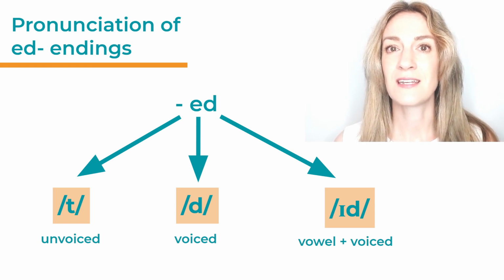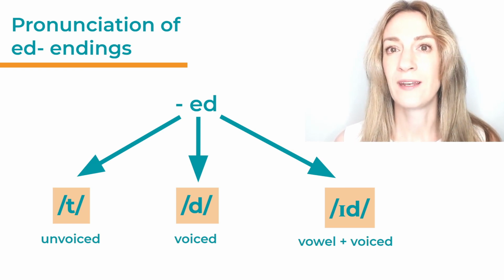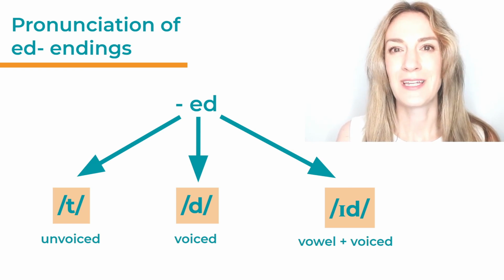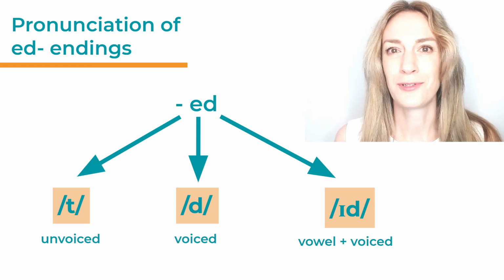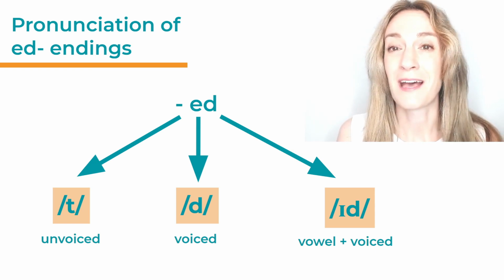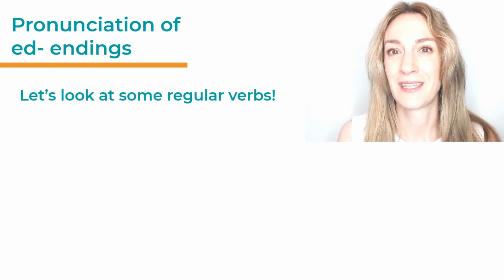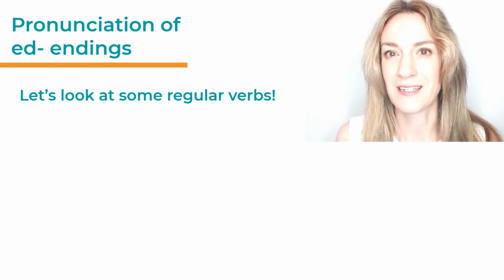You can see that in option 1 and 2, the spelling ED is only represented by one sound, and that sound is a consonant. Now you might ask yourself, when do we say what? Is there a rule or is this random? There is a rule, and we want to find out what the rule is today. So let's have a look at some regular verbs for that.